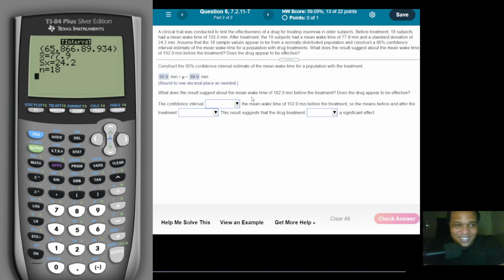What does the result suggest about the mean wait time of 102 minutes before the treatment? All right, 102 minutes is greater than this confidence interval. The confidence interval does not include the 102 because it's not in between 65 and 89, so it doesn't include it. So the means before and after the treatment are different. I'm hoping. I'm not good at these. This research suggests.